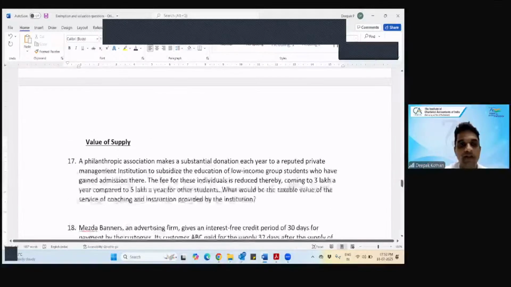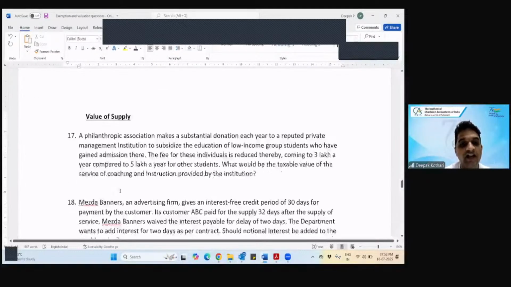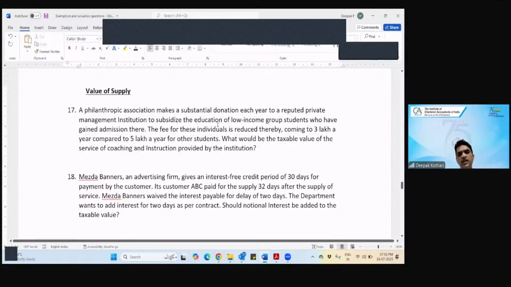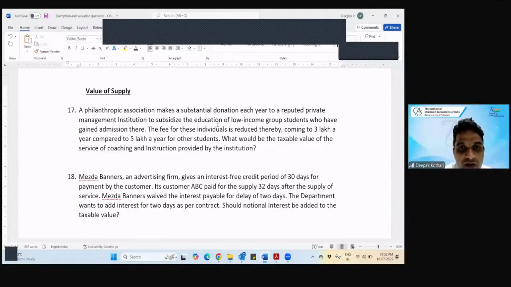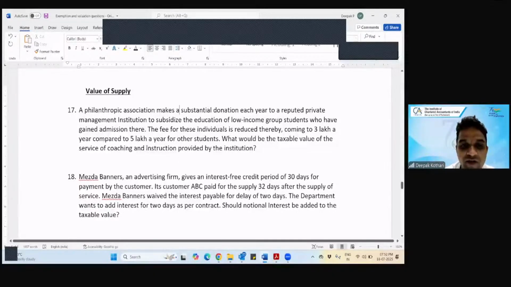Now, value of supply, question number 17. A philanthropic association makes a substantial donation every year to a reputed private management institution to subsidize the education of low income group students who have gained admission there. The fees for these individuals is reduced, coming to 3 lakhs a year compared to 5 lakhs a year for other students. So, what would be the taxable value of the services of coaching and instruction provided by the institution?